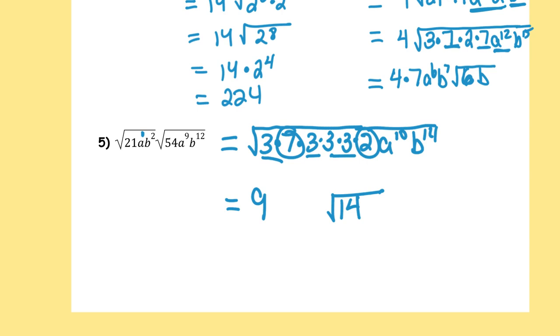How many pairs are in that? Remainder. So all of them come out. B to the 14th. How many pairs? How many stay inside? Questions, problems.